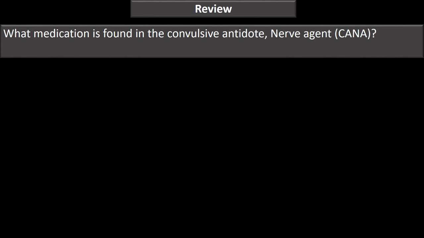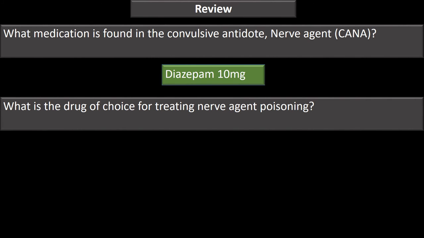What medication is found in the convulsive antidote nerve agent, the CANA? Diazepam, 10 milligrams.